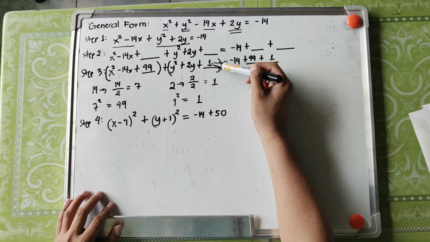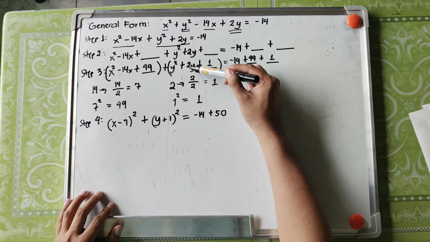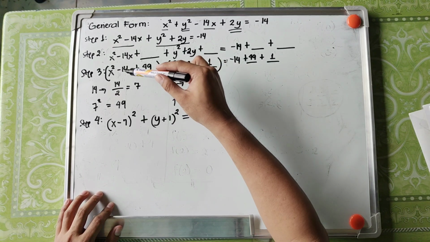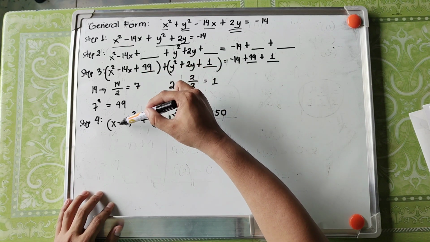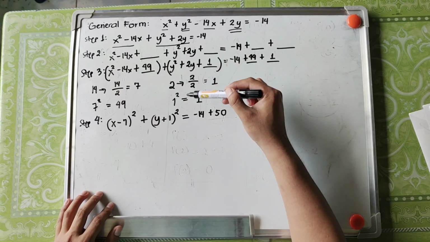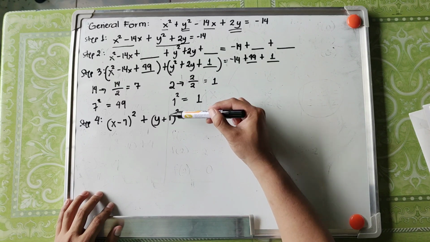Now, ano yung second term natin dito? Y squared plus 2Y plus 1. Our second term is 2. So, ano yung half ni 2? 2 divided by 2 is 1. Same as din, 14 divided by 2 is 7. 2 divided by 2 is 1. So, ito yung ginamit natin, 1.